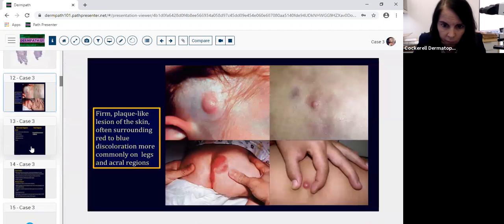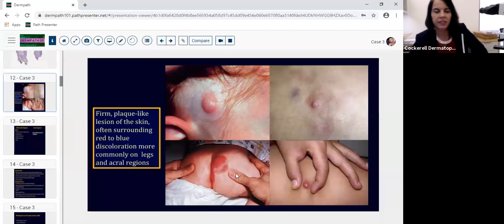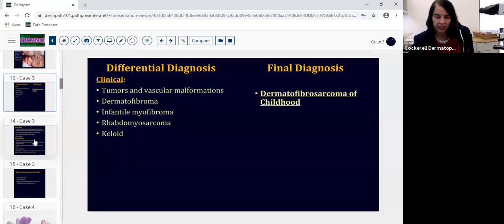Clinically, we see a lesion that can be plaque-like, surrounded by a red to blue discoloration, more commonly on the legs. So this was a dermatofibrosarcoma of childhood. Clinically, the differential includes tumors and vascular malformations, dermatofibromas, infantile myofibroma, and rhabdomyosarcoma, and keloids.